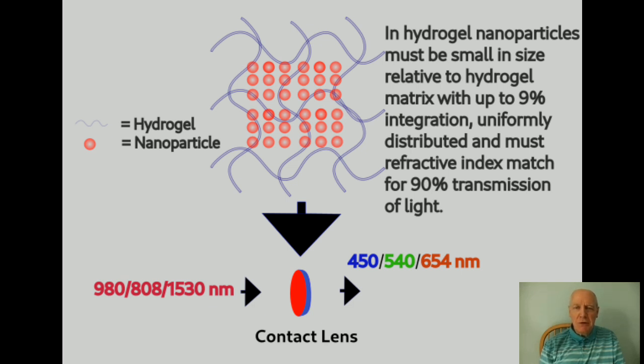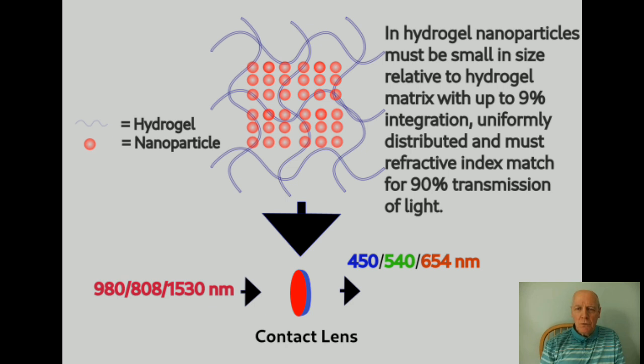So at the bottom there you can see a schematic of a contact lens. Coming into the contact lens are three different wavelengths of infrared. And coming out of the contact lens are three different colours which the human eye can see. So in other words, this technique is upconverting infrared wavelengths to visible wavelengths that the human eye can detect.